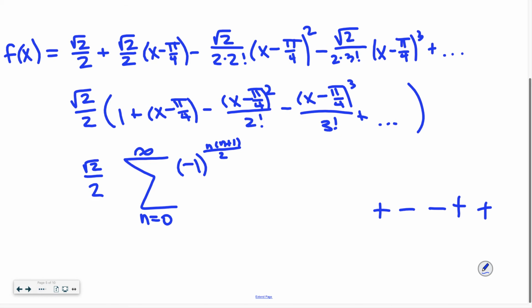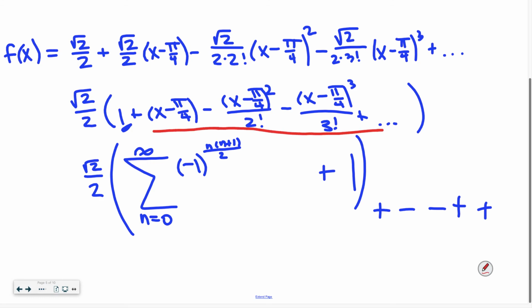So this is what we're gonna do. I have to start at negative 1. We're gonna add 1 to the series to account for this guy right here. And what I underline in red is what we're going to write.